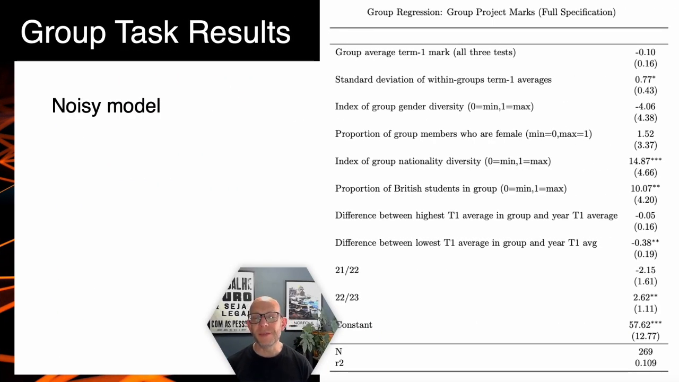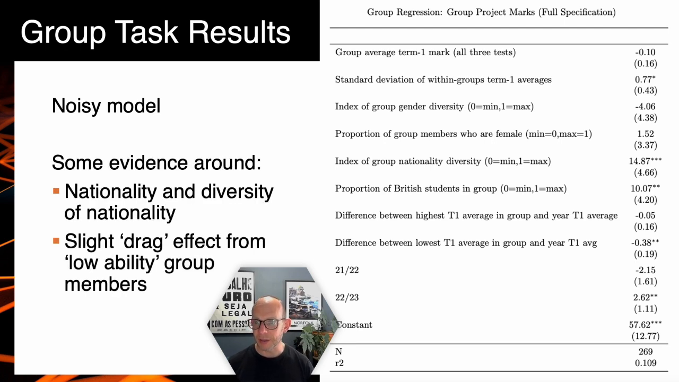So we end up with a very noisy set of results, but we do see some evidence around nationality and diversity of nationality, and also evidence of a slight drag on group performance based on the presence of low ability group members. I'm mainly going to focus on this nationality and diversity issue.